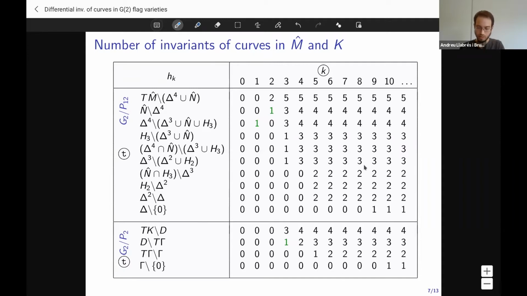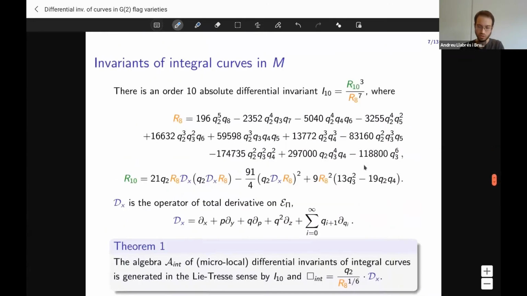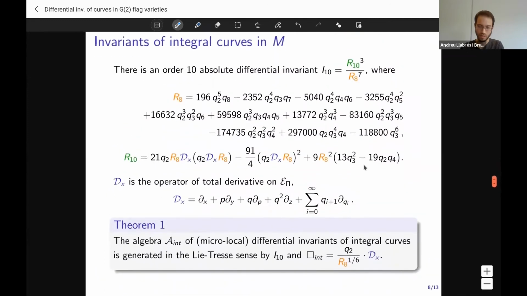And at the lowest level, for integral curves, we see that in G2 mod P12, the first invariant that we get is of order 9, and then it's already stabilized. So at higher order, we just have one new invariant. And a similar situation holds for G2 mod P2, but starting at order 10. Now we focus on M. This was the description of the number of invariants.